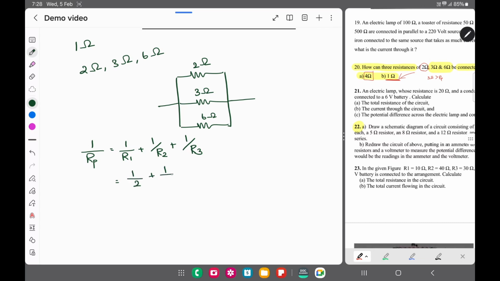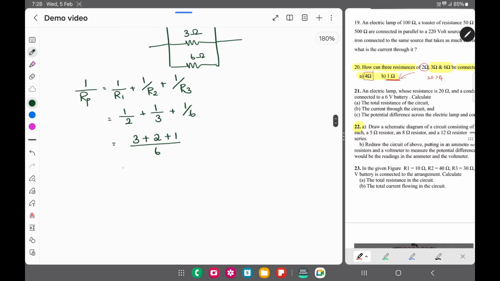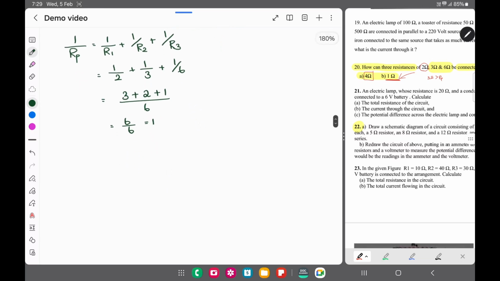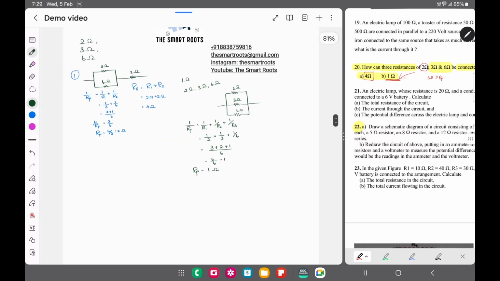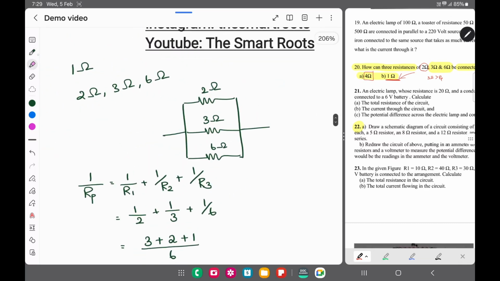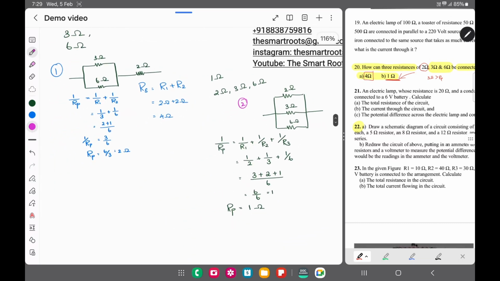So 1 by 2 plus 1 by 3 plus 1 by 6. Then I need to add all these. The LCM of all the denominators is 6. So 2 times 3 is 6, 3 times 2 is 6, and 6 already has the denominator. Adding all these, we get 6 by 6, which is equal to 1. Again, RP is the reciprocal of it, so 1 by 1, you get 1 ohm. So that's it, you got the second circuit. This will be your second circuit. So the first circuit and the second circuit are found.